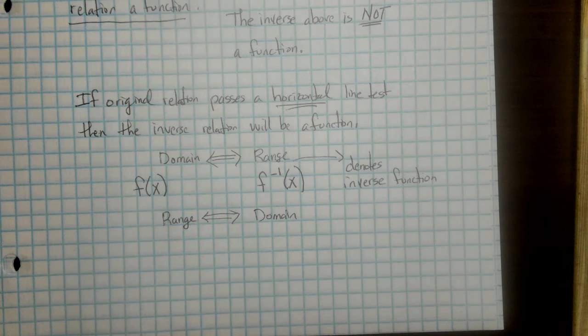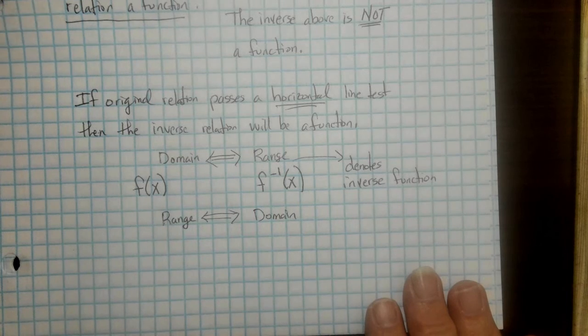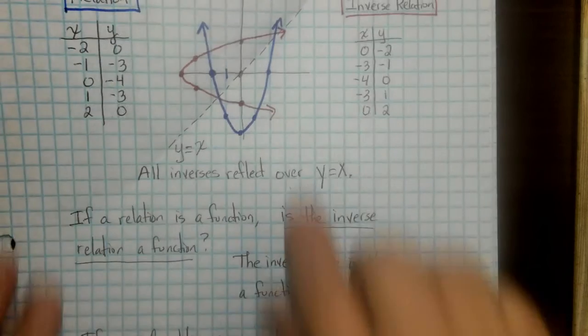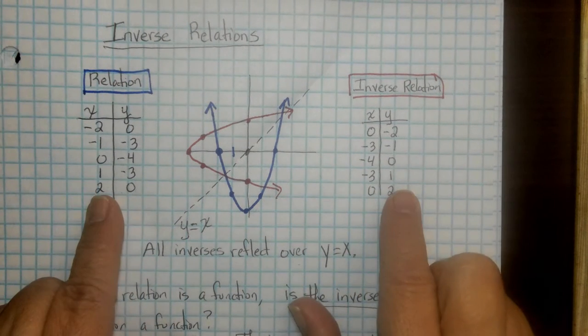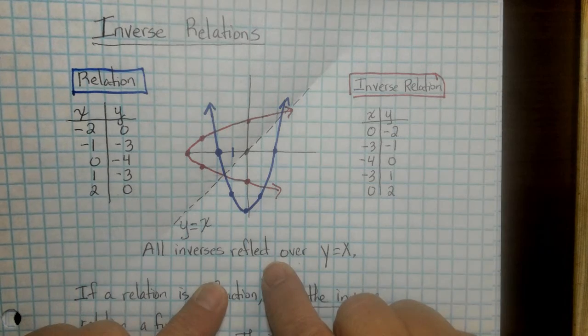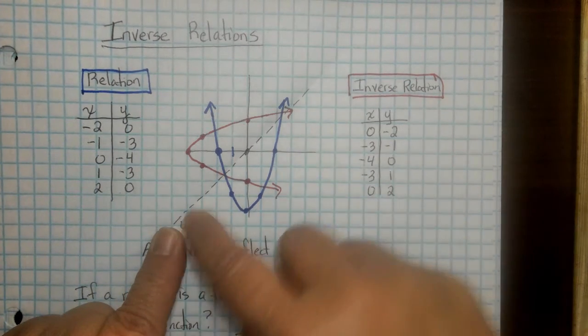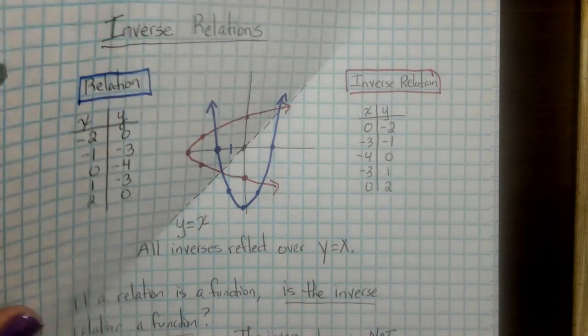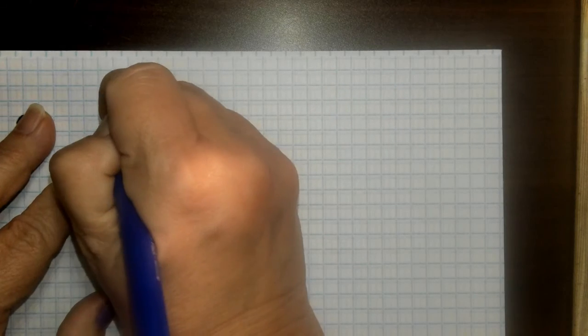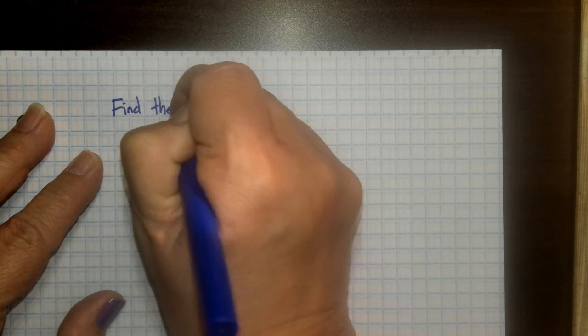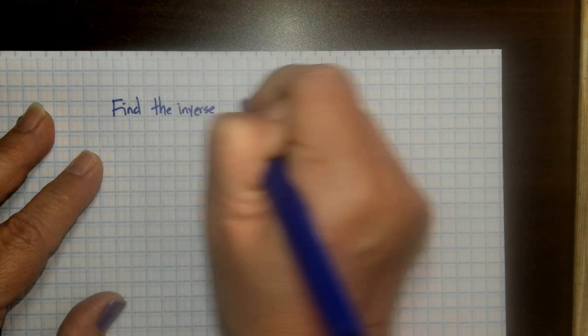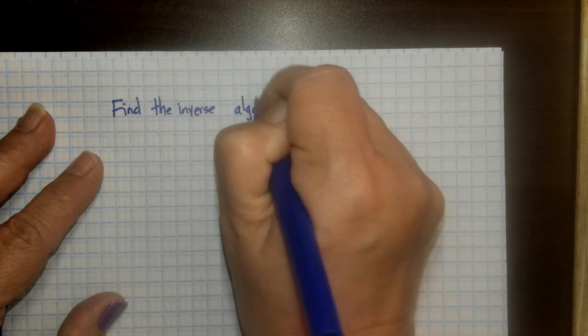Okay, now let's move on to the next part, which is how we find an inverse algebraically. So, table, easy, just flip the x and y. Graphically, reflect over the line y equals x. Now we're going to look at finding an inverse algebraically. Find the inverse algebraically.